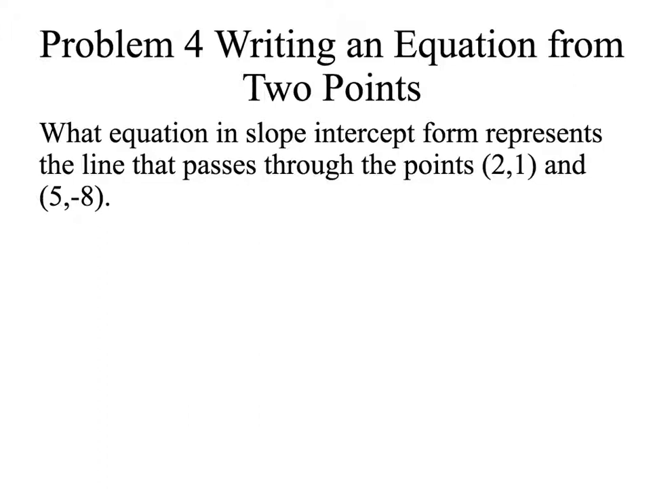Alright, now this is where it gets a little bit tougher. Writing an equation from 2 points. So if you have to write an equation in slope-intercept form, that's y equals mx plus b. Now, if they give you an ordered pair that's a y-intercept, say for example they gave us, instead of 2, 1, they gave us 0, 5. Well, we know 0, 5 is the y-intercept, so we would just put a plus 5 at the end.